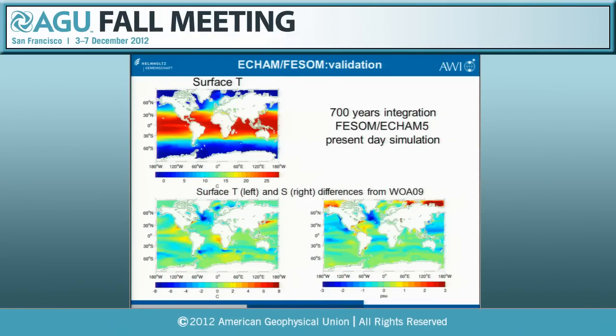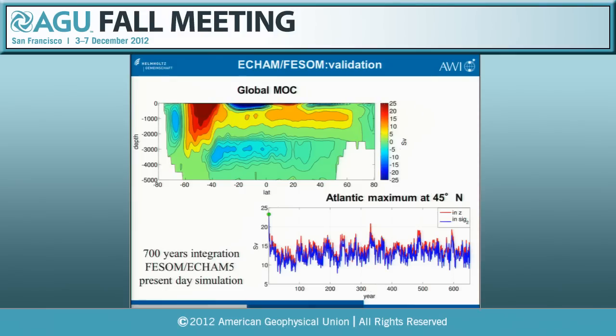We use other diagnostics. And concerning the ocean, we primarily look at the oceanic transports. In the upper picture, you see the global meridional oceanic circulation with a basin-wide mid-depth cell of about 14 to 15 Sverdrup, and the bottom cell is also well reproduced. And below you see the time series of its Atlantic maximum at 45.5 north.